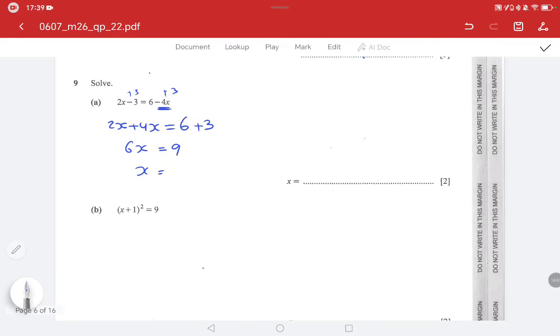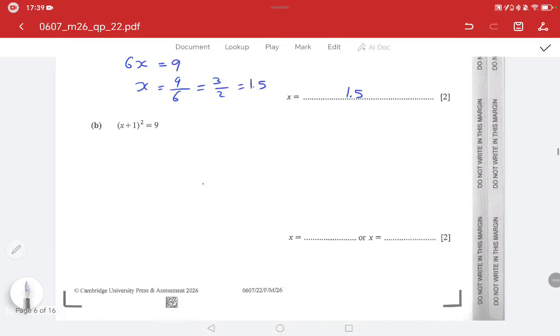So x equals 9 divided by 6. So the answer now should be 9 over 6. If you divide by 3, it's 3 over 2, which is 1.5. So you can write here 1.5 or 3 over 2, or 9 over 6, since they didn't say that you must simplify. So you can write it 3 over 2, 9 over 6, or 1.5.